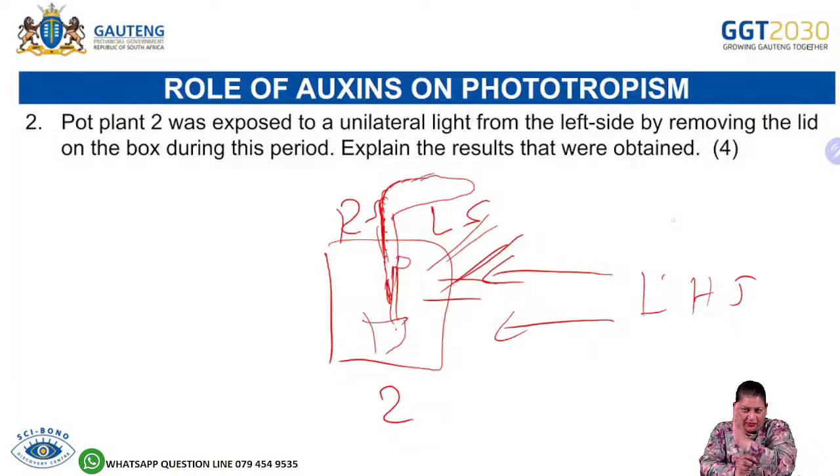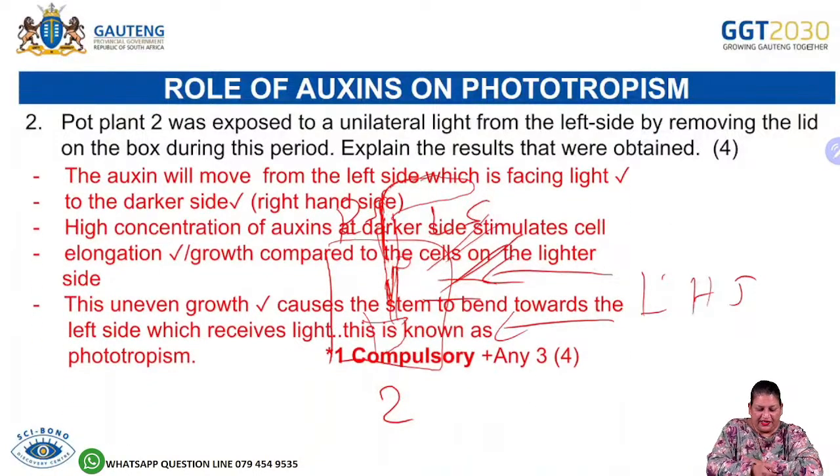They move, light is coming from the left, the auxins move to the right on the shaded part. And then high concentration of auxins in the shaded part will promote cell elongation in the shaded part and cause the stem to bend towards the left, towards the light. This is called now phototropism. Okay. So let us see here again, children. The auxins will move from the left hand side. It's going to be here now.